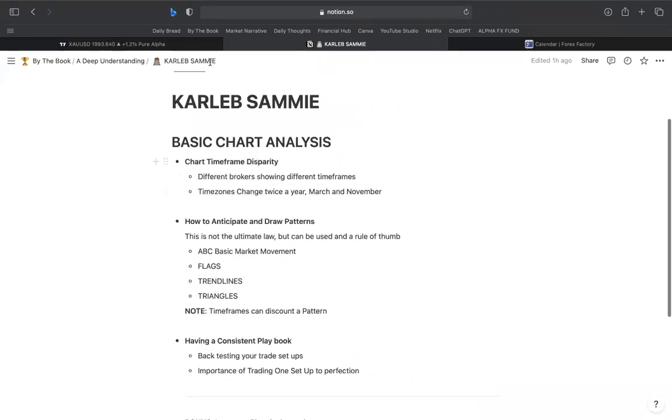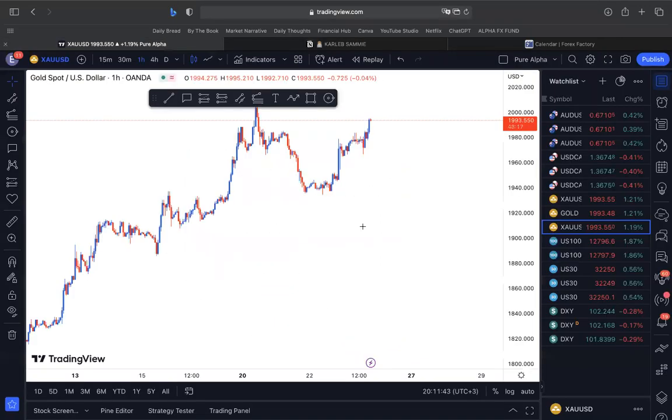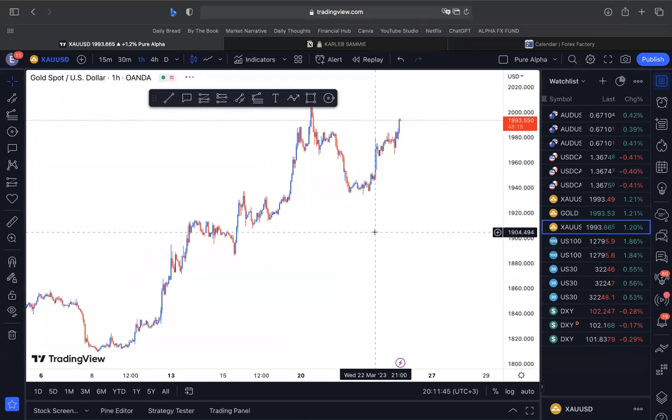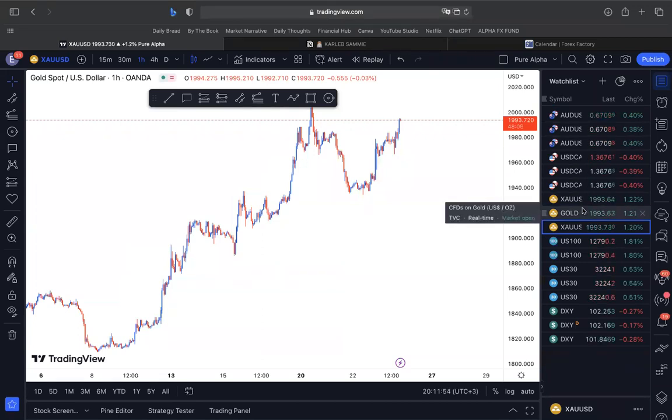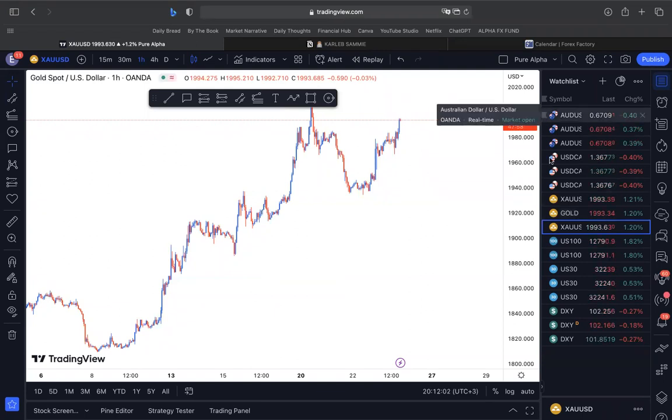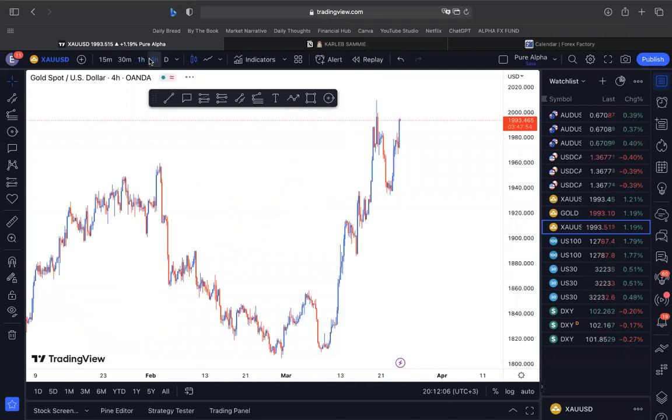So let's start with the time frame disparity. What do I mean by time frame disparity? If you look at my screen, I have shared multiple different markets over there on my right. The reason being, I want to show you some disparity that is normally in the market, especially when it comes to the 4-hour chart. Okay, so time frame disparity using different brokers.